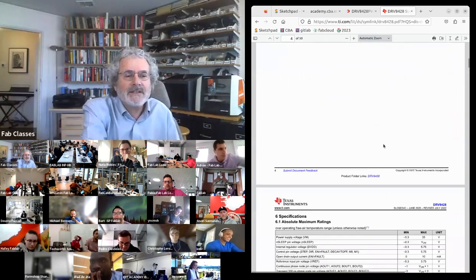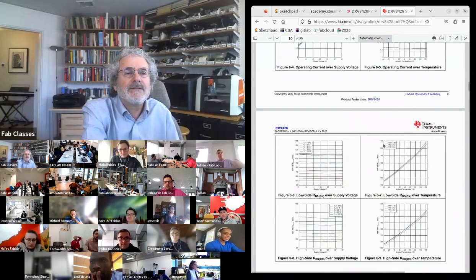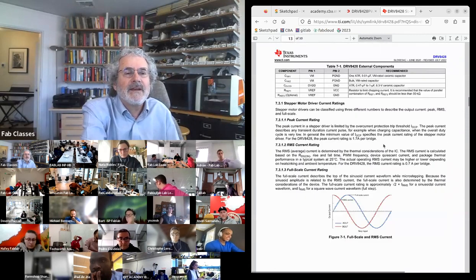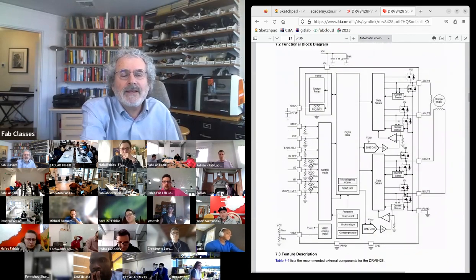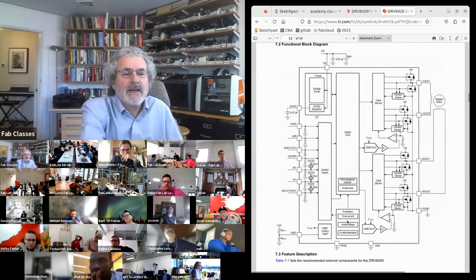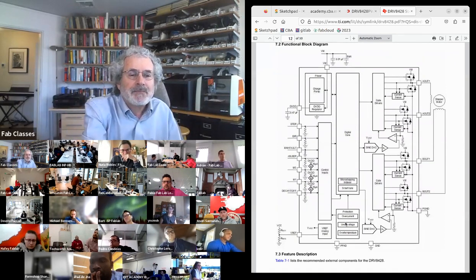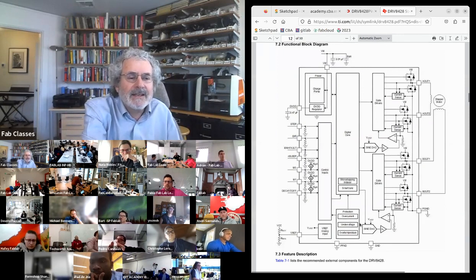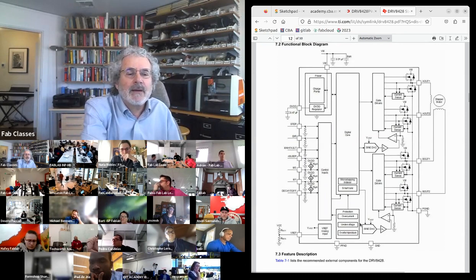Now, inside the chip is much more than that. Let's see if it has a, yeah. So there's a ton going on in here. These are the two H bridges driving our stepper. There's the charge pumps to generate the high voltage. There's the sensor for overcurrent. And then in here, there's waveform generation and microstepping.